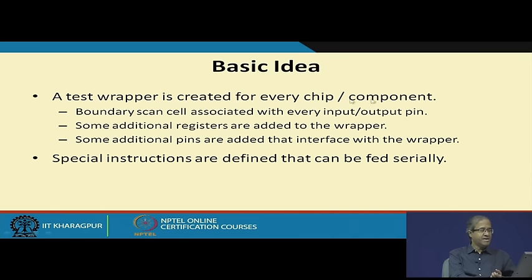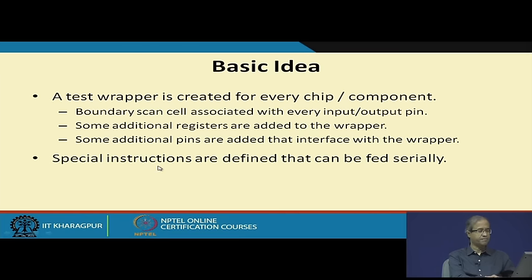In the test wrapper, corresponding to every input or output pin, you have something called a boundary scan cell. In addition, you can have some registers and some extra pins for testing, for interfacing with the wrapper: some serial input, serial output, test control and so on. And there are some test instructions, as I said, which are also fed serially. There is a particular format in which you can feed the instructions.